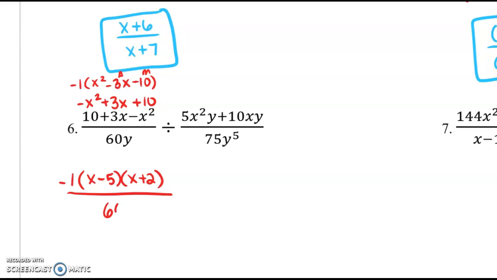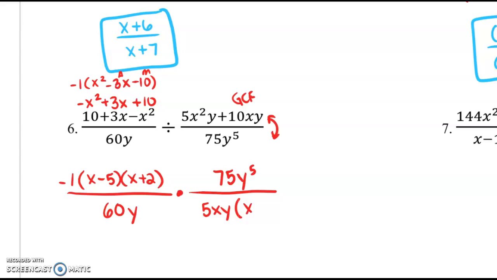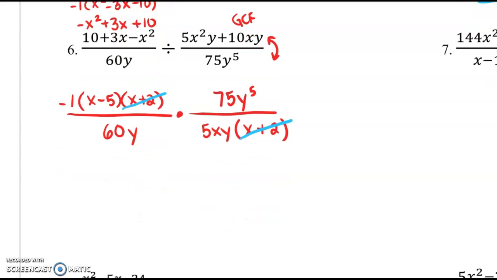And then the bottom, I'll keep the monomial. But now I'm going to times it by the flipping of this fraction. So I have to flip it around. So I'm going to write the 75y to the 5th at the top now, and then this is a GCF. Okay, so this is factoring out a GCF, and that's a 5xy. 5xy leaves me with x plus 2. Now I can start canceling, so the x plus 2 is an easy cancel. Let's look. I'm actually going to smush this all together, so it's going to be a negative 75y to the 5th x minus 5 before I simplify, but you can keep cross-simplifying if you want.